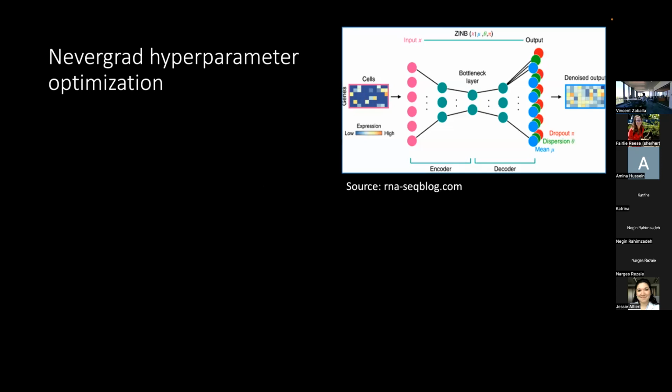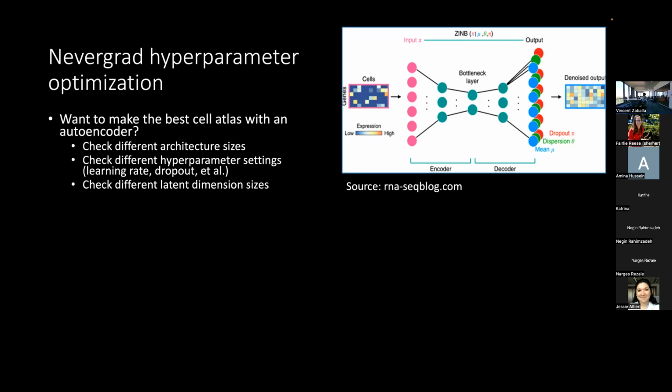Just to go into a little example, we're going to first talk about how to use Nevergrad for hyperparameter optimization. The example I'm going to give is, say you want to make a cell atlas with an autoencoder. You have your genes by cells, and you want to find some bottleneck layer that is going to be your atlas and has some dimensionality. You want to check different architecture sizes, so different numbers of layers for the encoder and decoder. And you also want to check hyperparameter settings to see which ones work best.